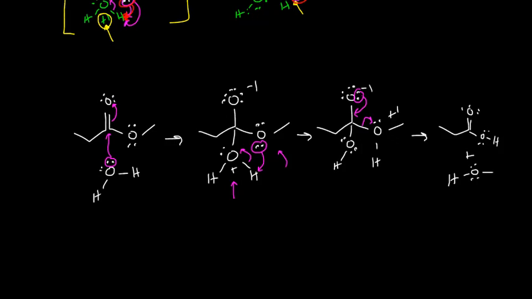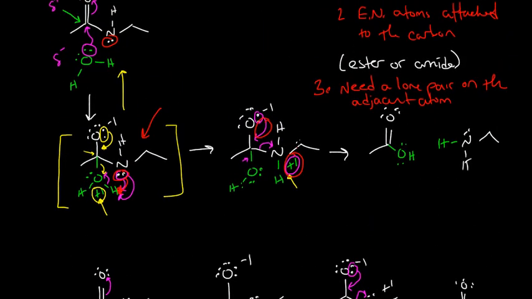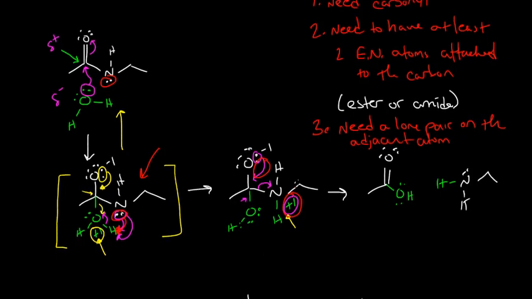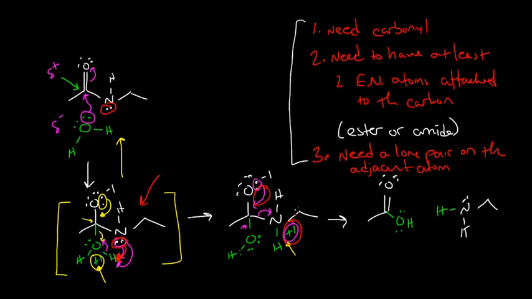Okay, so as I said in the last video, practice these a lot. Get comfortable with drawing these mechanisms. In terms of identifying what functional groups are susceptible to hydrolysis, you're really thinking about these three guidelines. You need to start with a nucleophile and an electrophile, and our electrophile typically is a carbonyl. We need to have at least two electronegative atoms around that central electrophile. That's what makes it the electrophile. And finally, on the atoms adjacent to your carbonyl or your electrophile, you need to have a lone pair so that we can do this step right here.